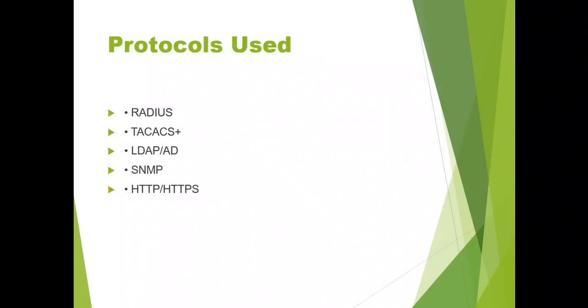Now the protocols used. ClearPass primarily relies on standard communication protocols to interact with network devices and other systems. First is RADIUS. The full form of RADIUS is Remote Authentication Dial-In User Service. It is the fundamental protocol for authentication, authorization, and accounting, that is AAA, for network access. The network access device, that is NAD, sends the RADIUS request to ClearPass, and ClearPass responds with the access decision.